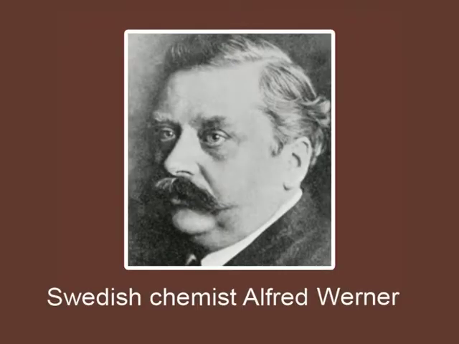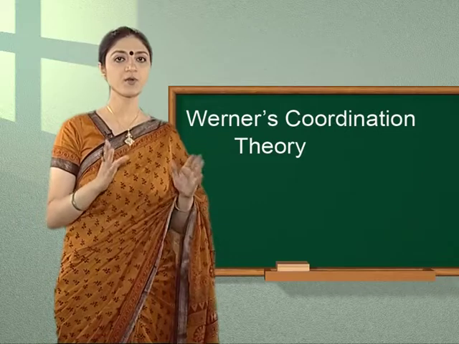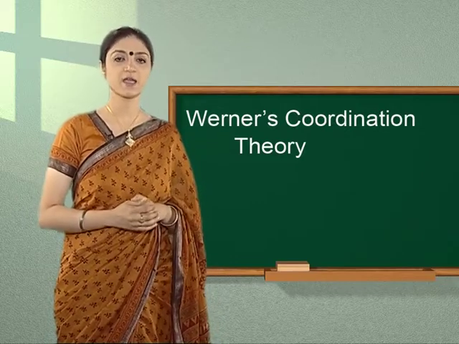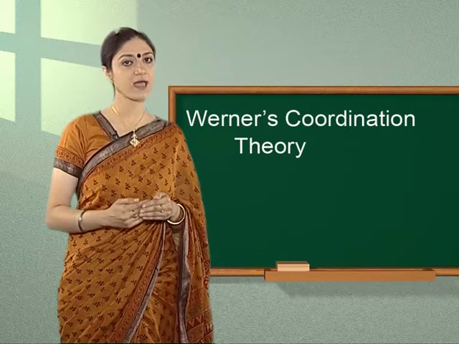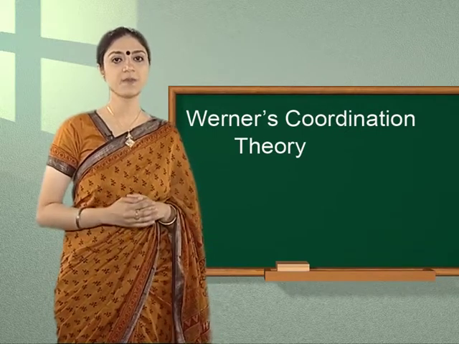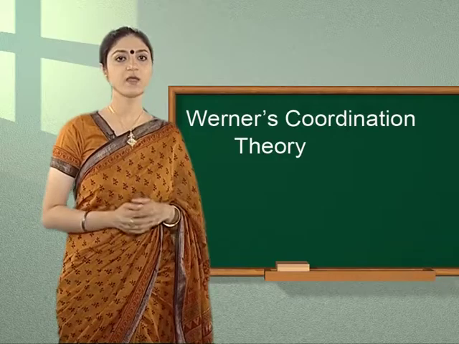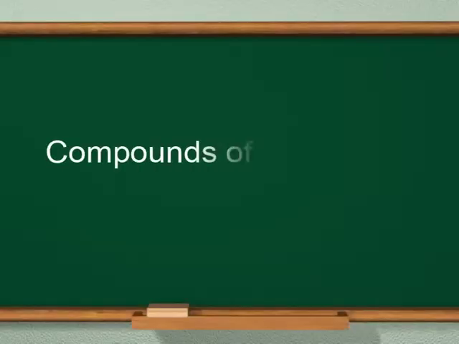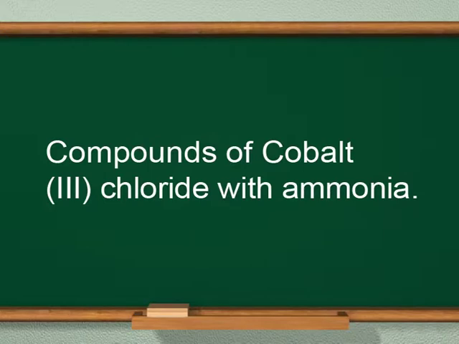A Swedish chemist, Alfred Werner, was the first to formulate his idea about the structures of coordination compounds. He prepared a large number of coordination compounds and studied their physical, chemical and isomeric behavior by simple experimental techniques. He observed a series of compounds of cobalt-3 chloride with ammonia. These complexes have different colors and different empirical formulas as shown on the screen.